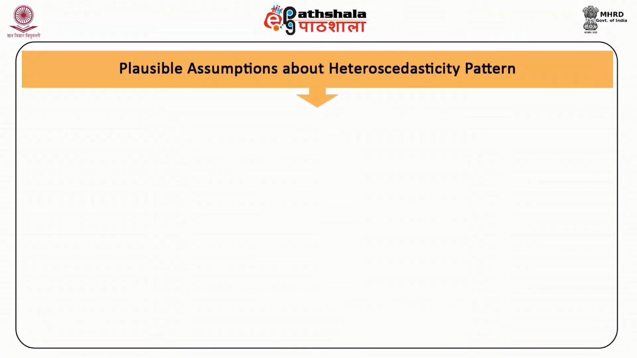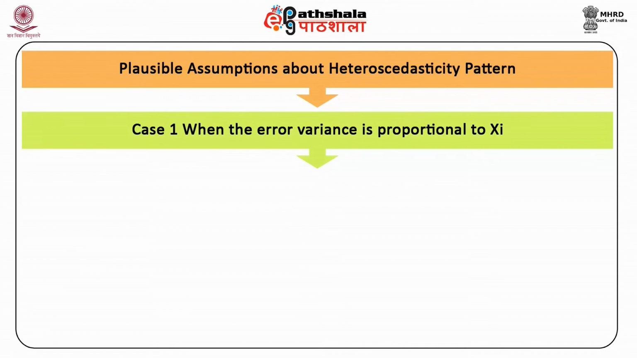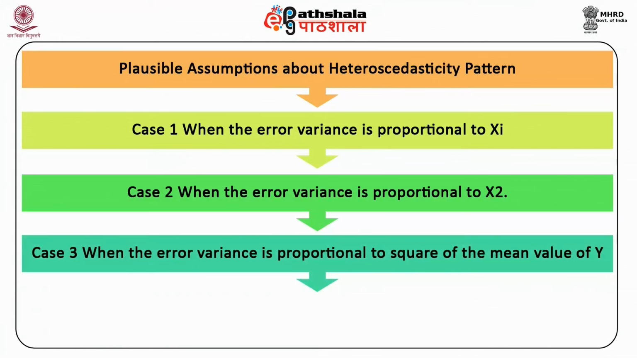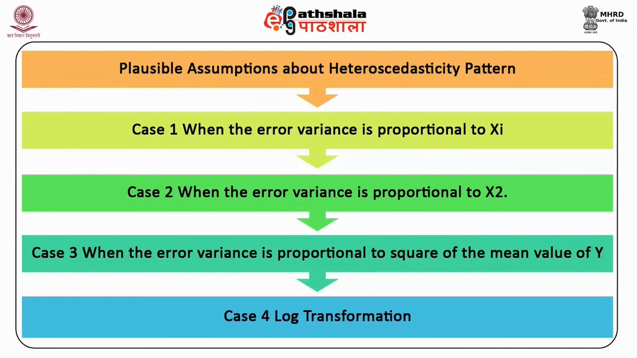Under plausible assumptions about the heteroscedasticity pattern, there are four possible cases: case 1, when the error variance is proportional to x_i; case 2, when the error variance is proportional to x squared; case 3, when the error variance is proportional to the square of the mean value of y; and case 4, the log transformation. We will discuss each one of them from now on.